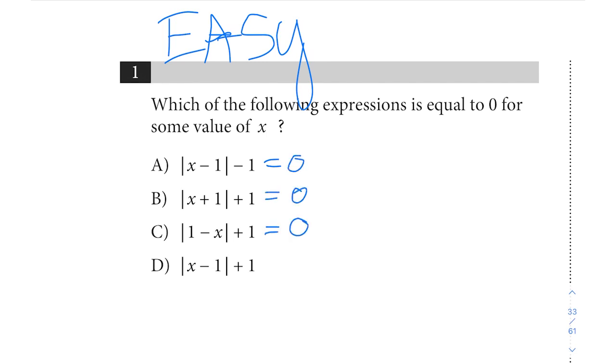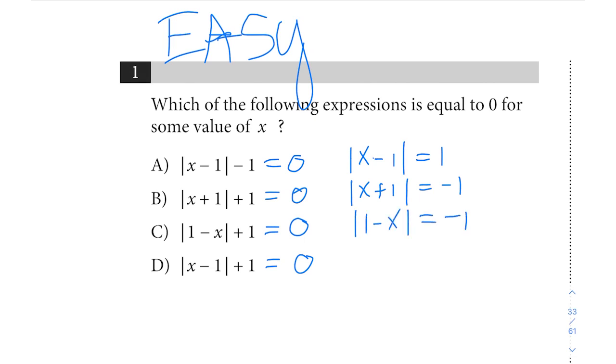For question 1, which of the following expressions is equal to 0 for some value of x? So basically, they're saying which of these could be 0. And for this, if we try to solve for absolute value, before we do anything, we still have to isolate the absolute value, just the same way you would try to isolate a variable. So here, for A, we would add 1 to the other side. This would look like absolute value x minus 1 equals positive 1. B will be absolute value of x plus 1 equals negative 1 when we subtract that 1 from the other side. C would give us the absolute value of 1 minus x equals negative 1, and D will give us the absolute value of x minus 1 equals negative 1.